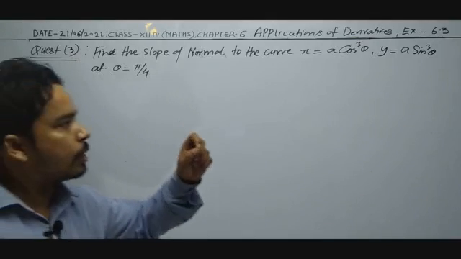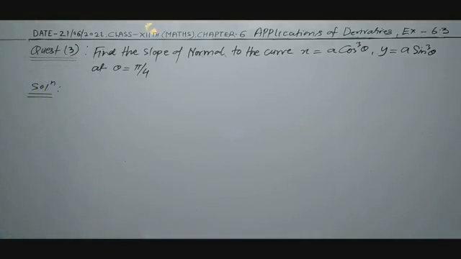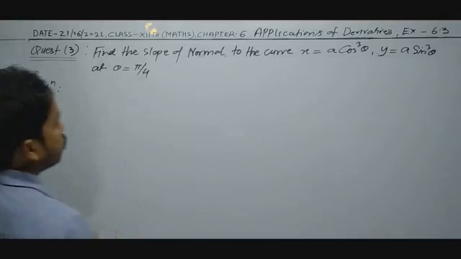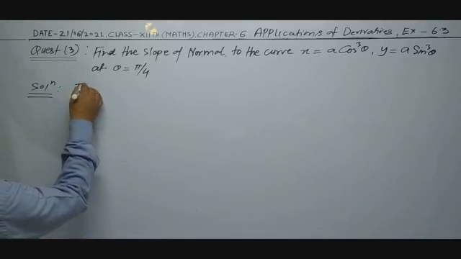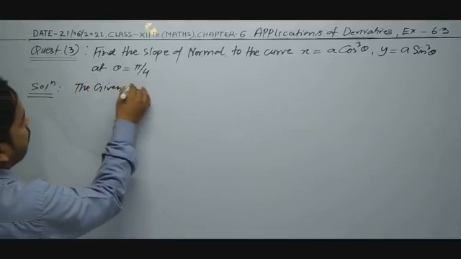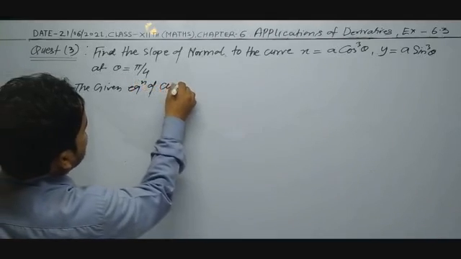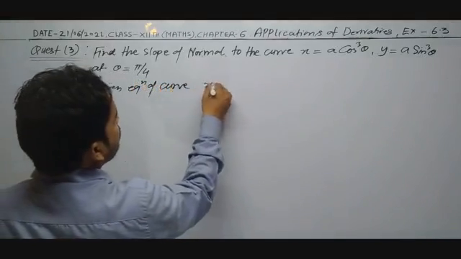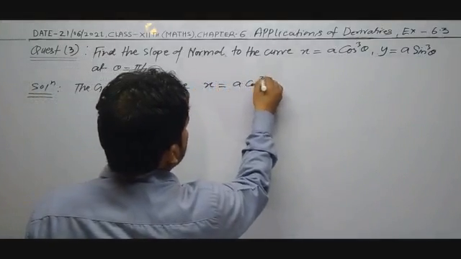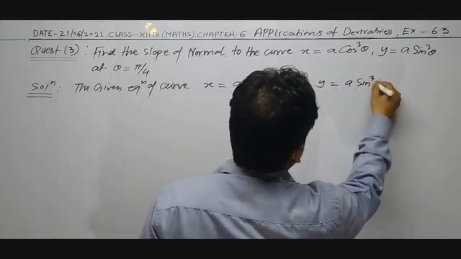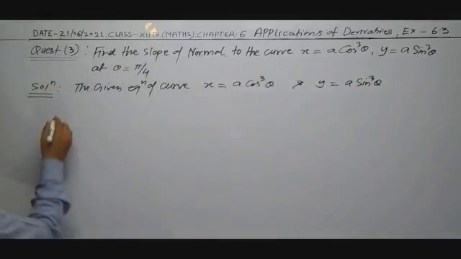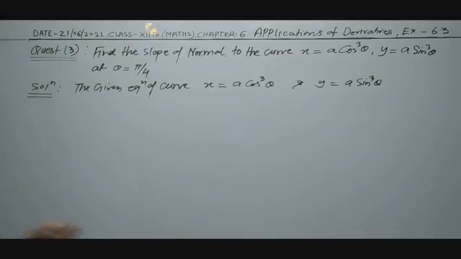With the help of x is equal to a cos cube theta and y is equal to a sin cube theta. So my aim is to calculate dy by dx with the help of x is equal to a cos cube theta and y is equal to a sin cube theta. So the given equation of the curve is x is equal to a cos cube theta and y is equal to a sin cube theta. My aim is to calculate dy by dx.